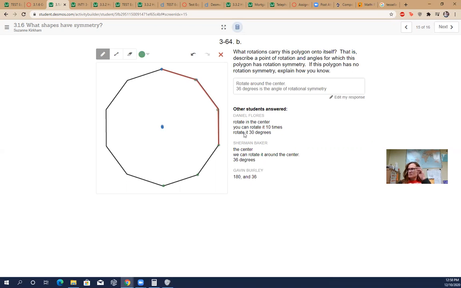And the way we figure out that it's 36 degrees, we know the whole entire shape, if we rotate it all the way around, is 360. And then we take that 360 and divide it by how many sides our shape has. So this shape has 10 sides, which means it would be 360 divided by 10, and that is 36.